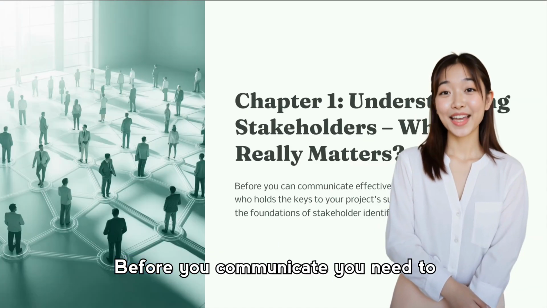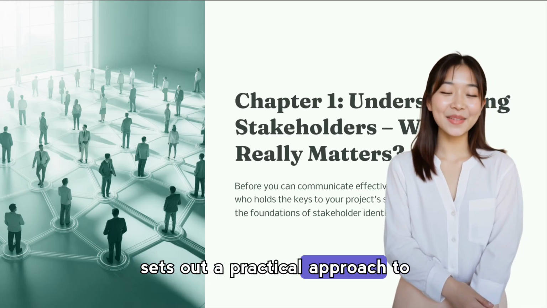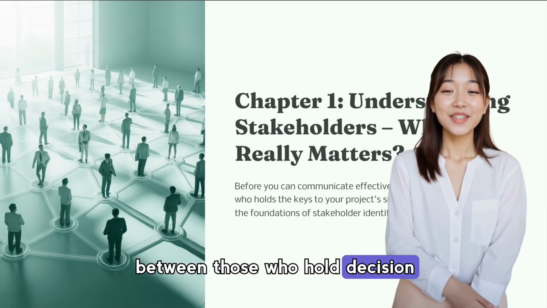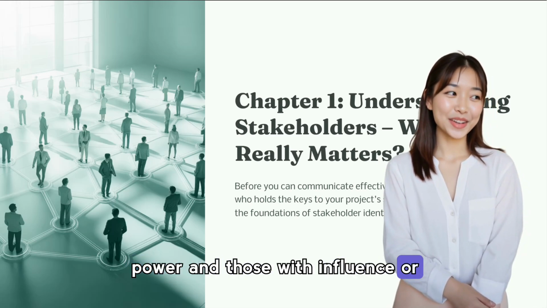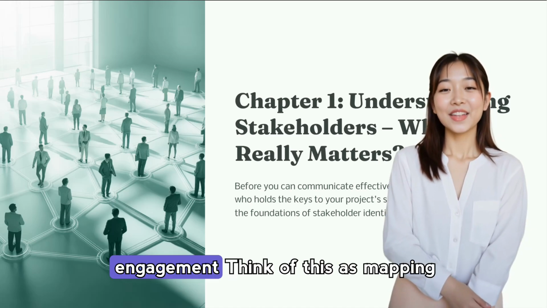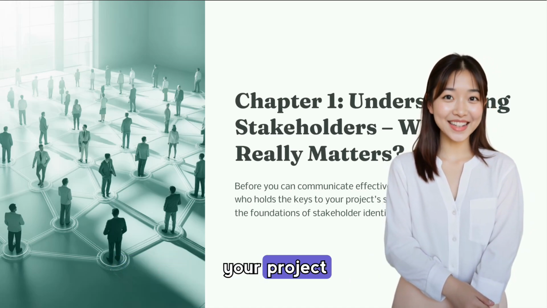Before you communicate, you need to know who truly matters. This chapter sets out a practical approach to identifying stakeholders, distinguishing between those who hold decision power and those with influence or interest, and why that understanding is the foundation for any effective engagement. Think of this as mapping the people who can make or break your project.